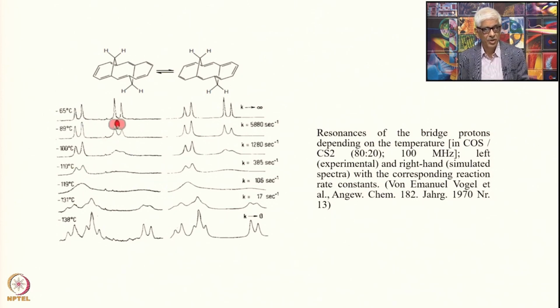So at this point here, this is the final thing at k equal to infinity, these extremely fast motions, then you start seeing only these two lines here, right. This happens at minus 65 degrees centigrade, and you measure the exchange rate as 5880 seconds inverse, okay. So this provides a useful technique to measure the exchange rates, and it will also show you how you can use this phenomenon to understand dynamics in proteins, because in proteins there are all kinds of dynamics present.